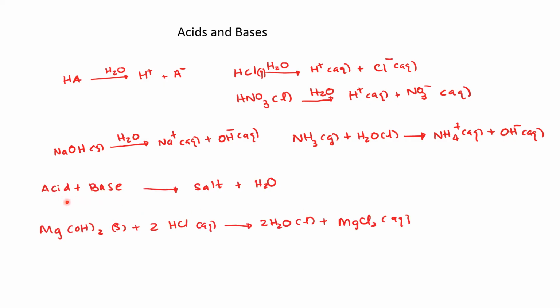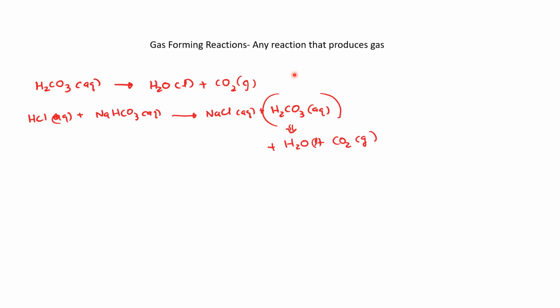When you add acid and base together, they make a salt and water. For example, magnesium hydroxide and hydrochloric acid produce a salt, magnesium chloride, and water. Any reaction that produces a gas can be called a gas forming reaction. So aqueous carbonic acid is unstable. In aqueous media, it dissociates into water and carbon dioxide.